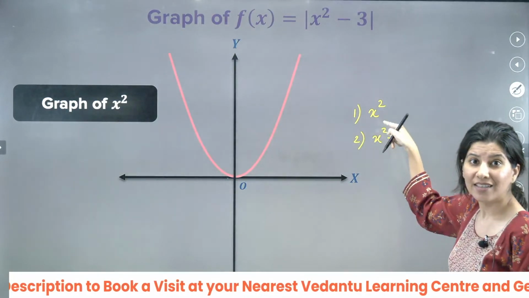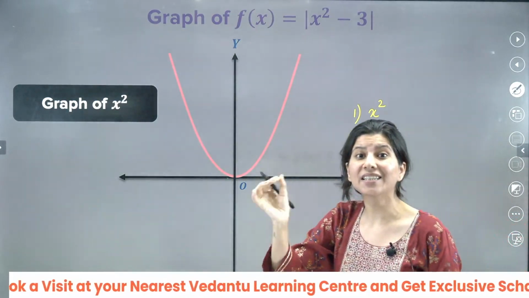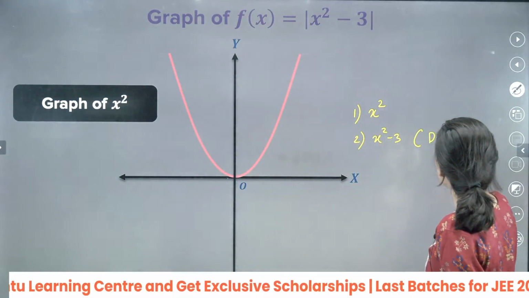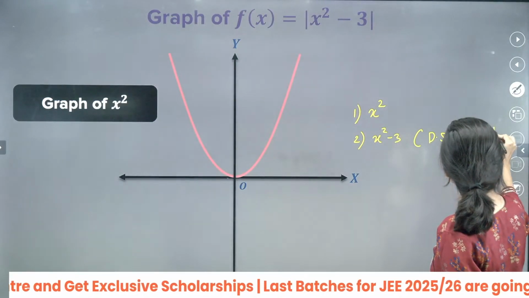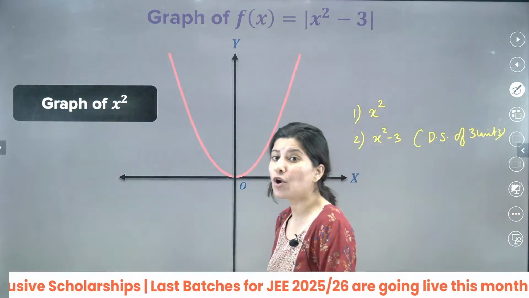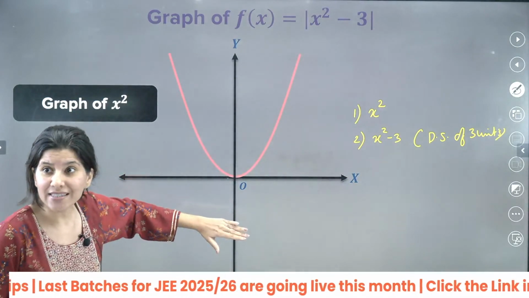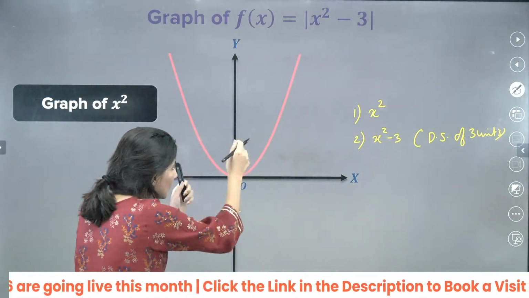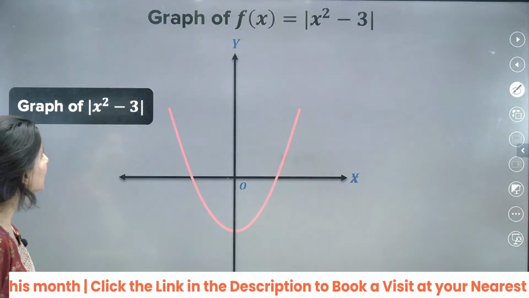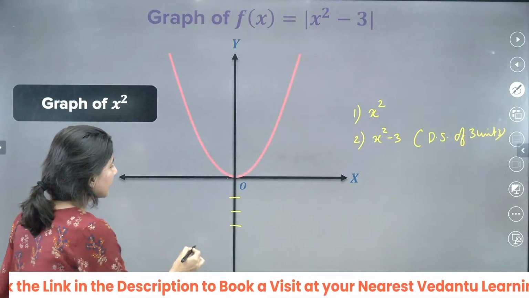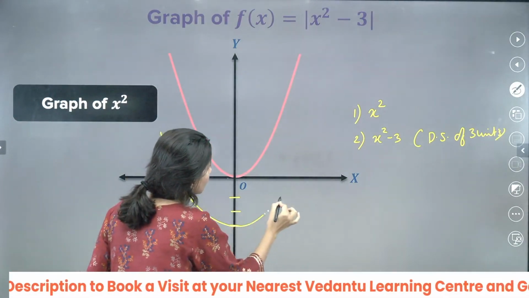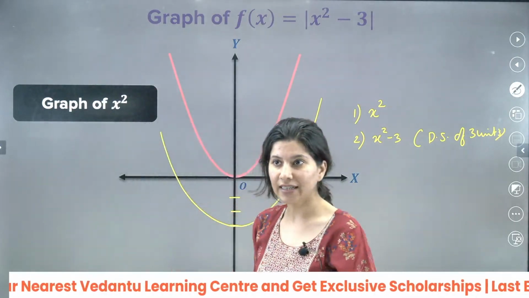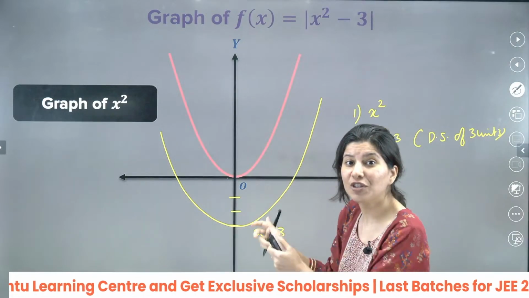How do I do that? Remember, I am subtracting 3 from my fx. So this is a downward shift of 3 units. Right or wrong? To go from x square to x square minus 3, I need to pull this graph 3 units downward. Can you see that if I pull this graph 3 units downward, it will look like this. This is the graph of x square minus 3. Done. This is not right shift, it is downward shift.